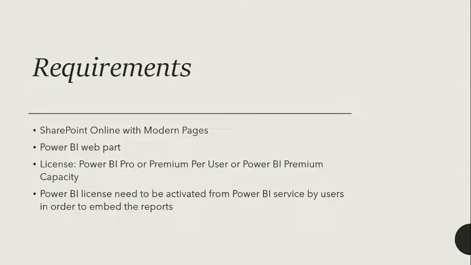So, there are some requirements for that. First, your SharePoint Online needs to have modern pages, and then you need to have the Power BI web part active for that site collection. By default, it's already active, but in some cases maybe a user deactivated it from the admin, so it needs to be active. There is a licensing requirement as well, so either you need to have a Power BI Pro or Premium per user or Power BI Premium capacity, and this Power BI license needs to be activated from Power BI service by the users in order to embed those reports.